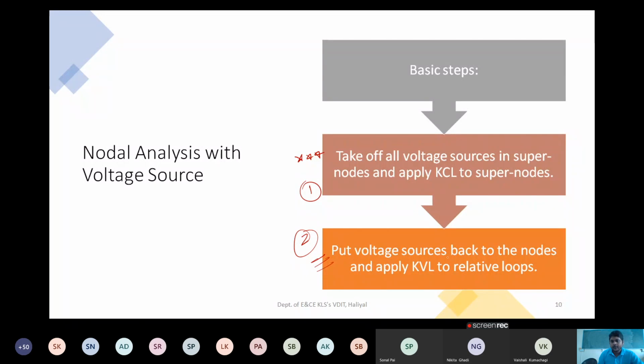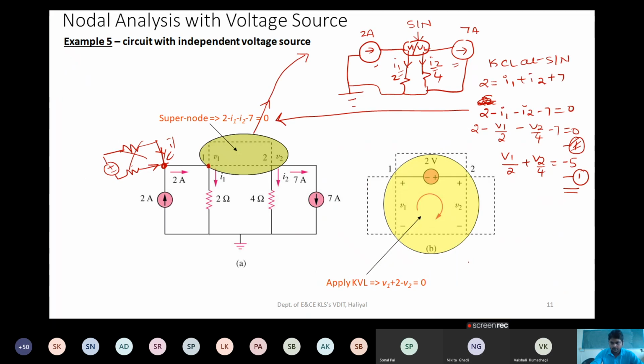The next step is: you have to put the voltage source back to the nodes and apply KVL to the relevant loops. The voltage source which we removed, we are taking it back, and notice that all other elements have been taken off. This KVL equation we are writing is called the constraint equation. Yesterday's class we saw the constraint equation for super mesh. In the same way, here also we can write the constraint equation.